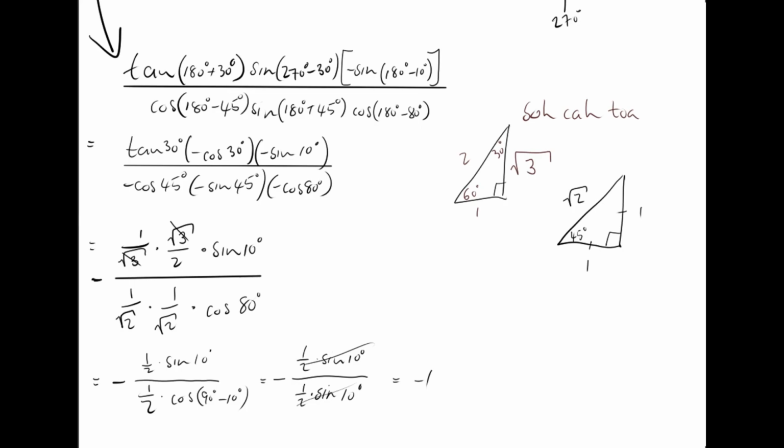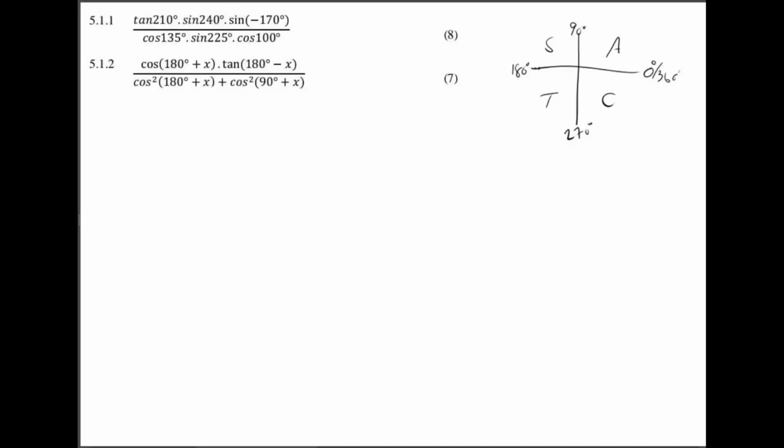Let's get into 5.1.1. So, also reductions, just there's no x's and thetas and all of those things, but that's okay. Instead, we're going to replace the 210, 240, 170, 135, 225, and 100 with something. But remember this, whenever you replace it with something, what you replace it with still has to equal the value that is there. Okay, so what am I saying?